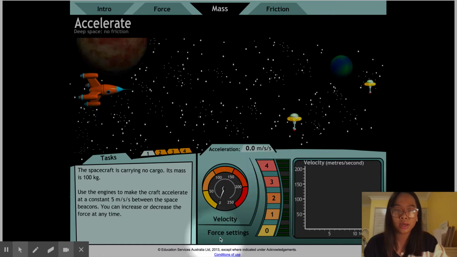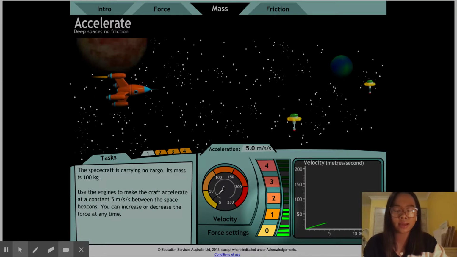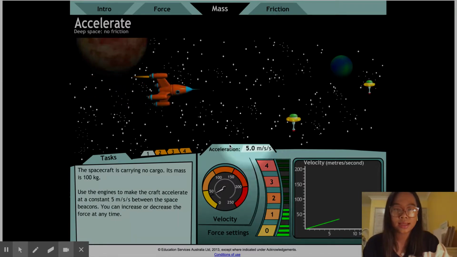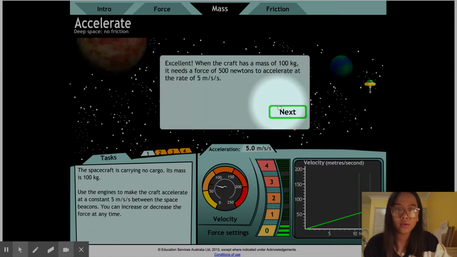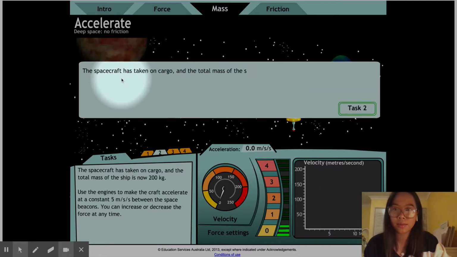Students know that the only setting they can change is actually the force setting, so they can go ahead and try out different settings until they get the desired acceleration. As they can see, they've now reached 5 as they wanted, and here's the motion in real time. Moving on to the next task.